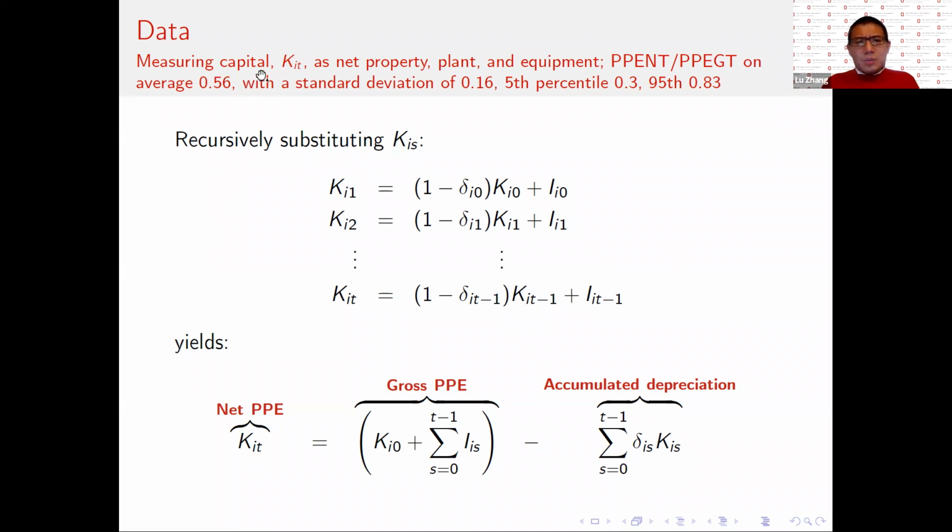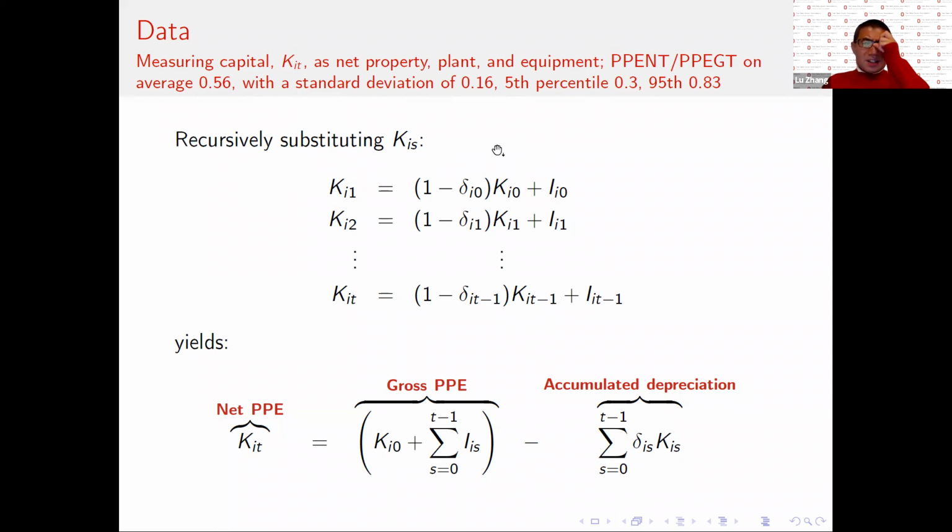So how should one measure capital, right? We're going to be using net PP&E. In our first paper in this line of work, in Liu, Whited, and Zhang, we were using gross PP&E. Later on, in our 2014 JME article, Laura and I switched to net PP&E. And this is why, right? Conceptually, net PP&E should be the measure of capital within the economic model, not gross PP&E.